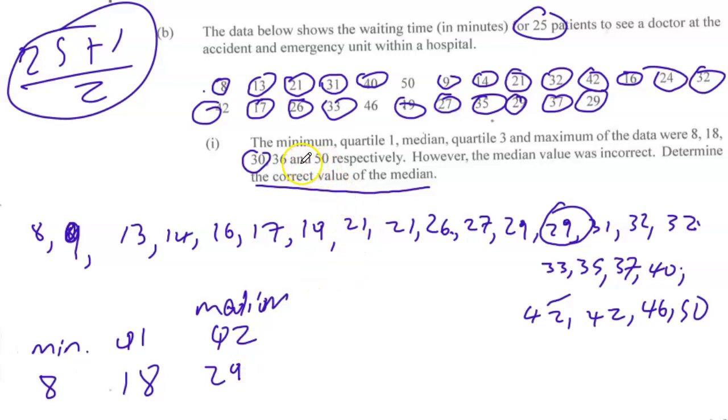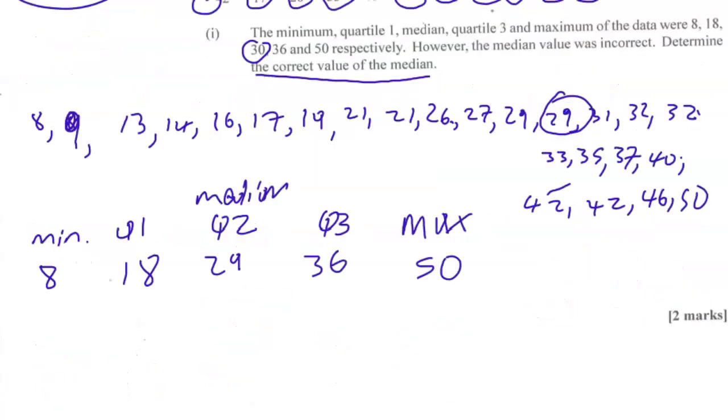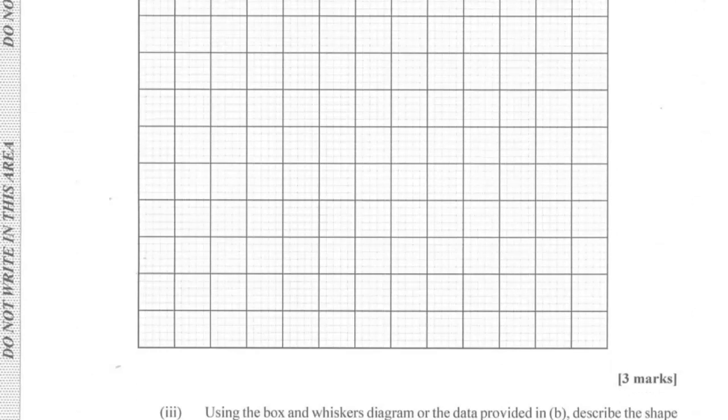And the Q3, quartile 3, is 36. And the maximum value is 50. And now we're asked to do a box and whisker diagram to show these 5 data points. So notice it runs from 8 to 50. Alright, let's look at the graph. Can we count by 5 to get to 50?